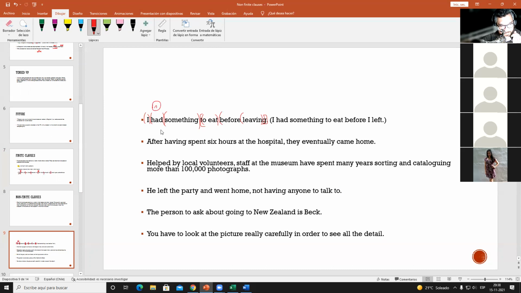Uno, had. Finite o non-finite. ¿Tiene tense o no tiene tense? Sí, past tense. Maravilloso. Dos, to eat. También es una verb phrase. ¿Tiene tense o no tiene tense? Creo que no. No, porque ¿en qué tiempo está esa cosa? Léala sola. To eat before leaving. ¿Cuándo pasó eso? Present, past. No sabemos. Entonces esa es non-finite.